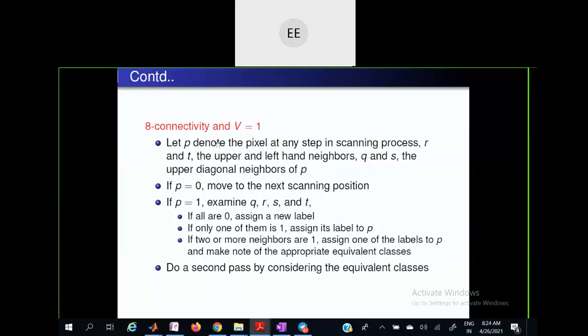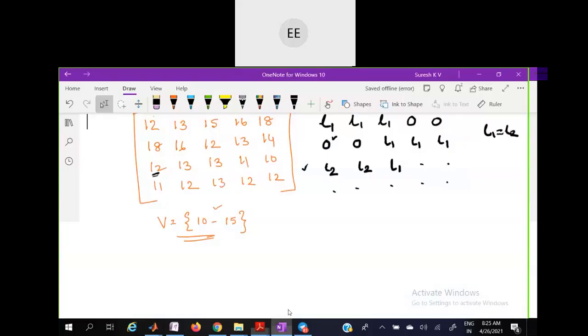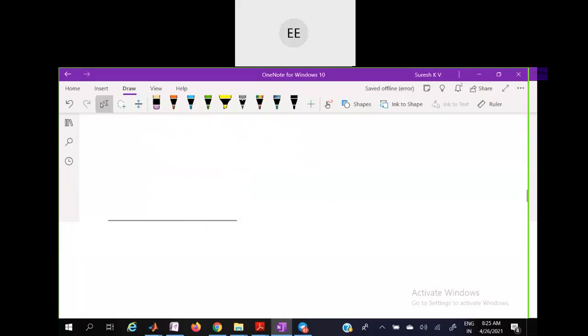Okay, so that is about 8 connectivity. The next concept is simple, nothing great here. Once I label, I get a region. Suppose I am interested in finding the length of that particular connected component. Let me explain it in simple words.